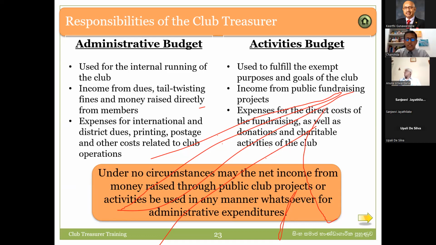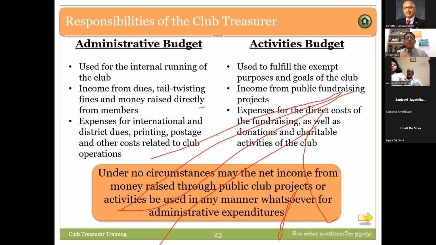Under no circumstances may the net income from money raised through public club projects or activities be used in any manner whatsoever for administrative expenditure. Right? That means the money we get from the public must never be used for district or international dues or club administration. It cannot be used. It is unethical, because the public has given us funds to do projects. So it has to be for the projects.